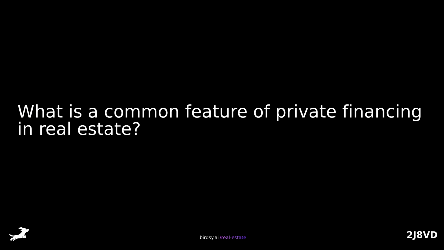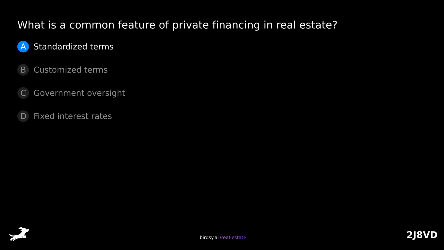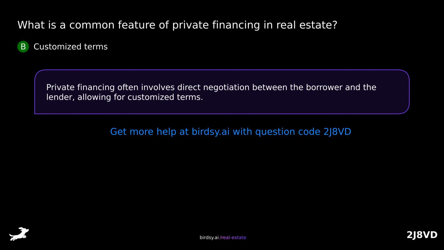What is a common feature of private financing in real estate? Is it A, standardized terms, B, customized terms, C, government oversight, or D, fixed interest rates? The answer is B, customized terms. Private financing often involves direct negotiation between the borrower and the lender, allowing for customized terms.